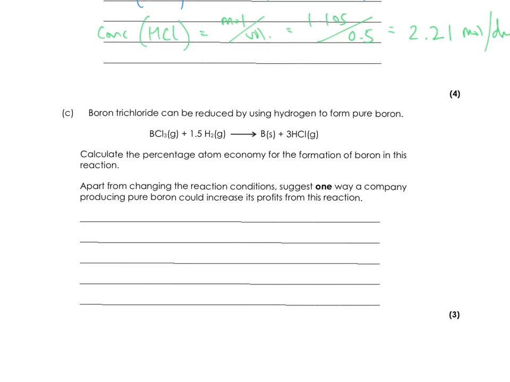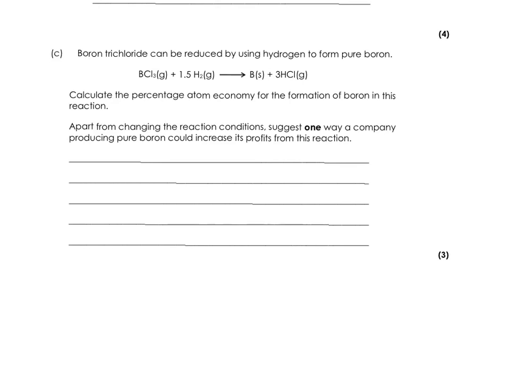And the last question on this set of questions is the boron trichloride can be reduced by using hydrogen to form pure boron. Calculate the percentage atom economy for the formation of boron in this reaction. Apart from changing reaction conditions, suggest one way that a company producing pure boron can increase its profit. So the percentage atom economy. So atom economy, first you've got to know the equation. That equals the MR of the desired product divided by the MR of all products.